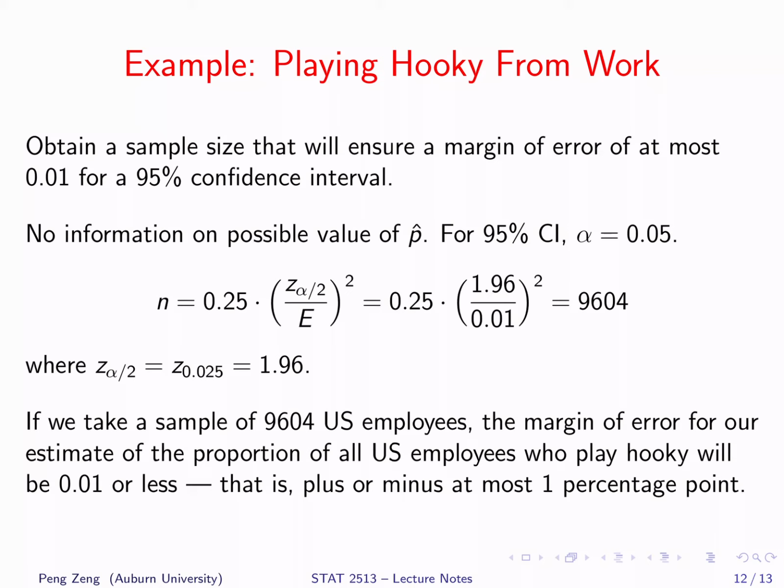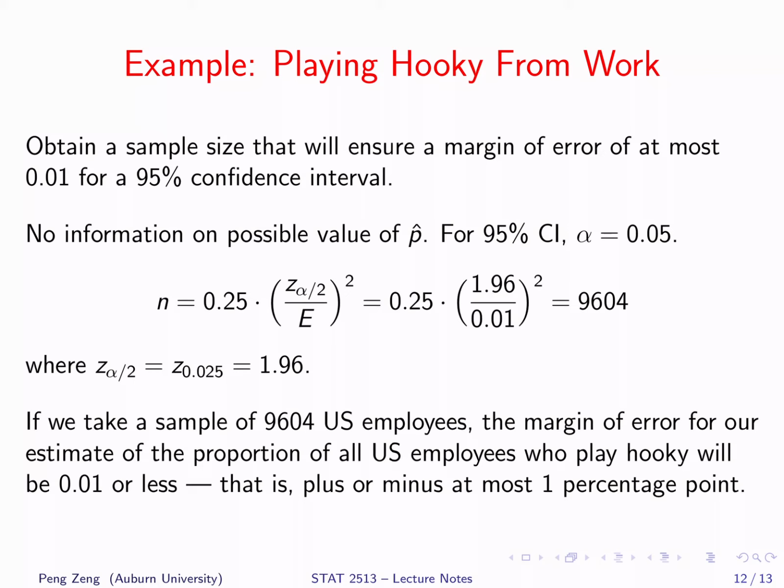In the example of playing hooky from work, obtain a sample size that will ensure a margin of error of at most 0.01 for a 95% confidence interval. Here, no information is available on possible values of p hat. We use the first formula. For a 95% confidence interval, alpha equals 0.05. Here, z alpha over 2 equals z 0.025 equals 1.96.